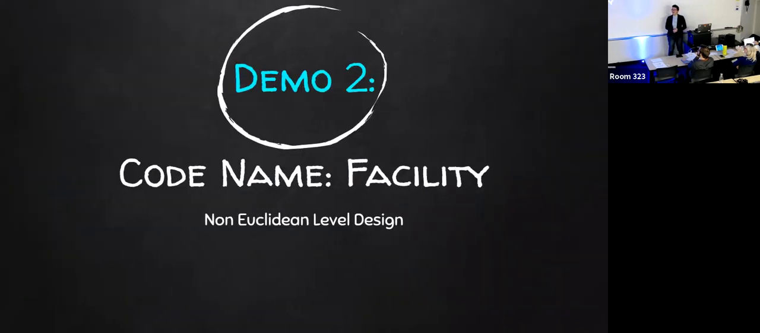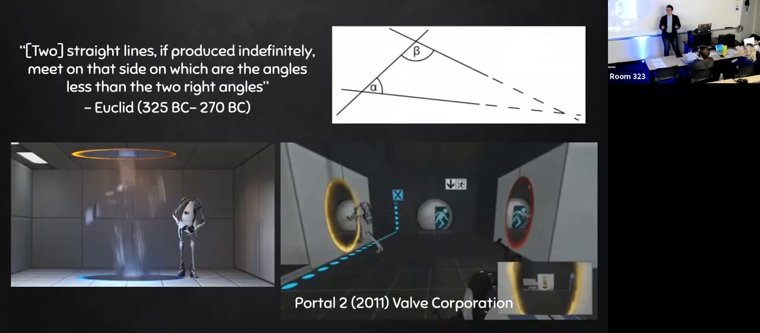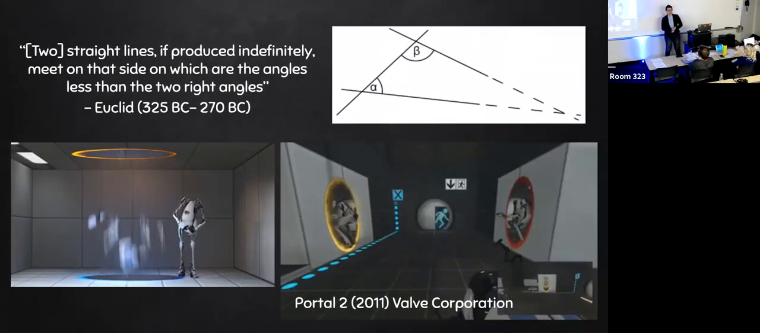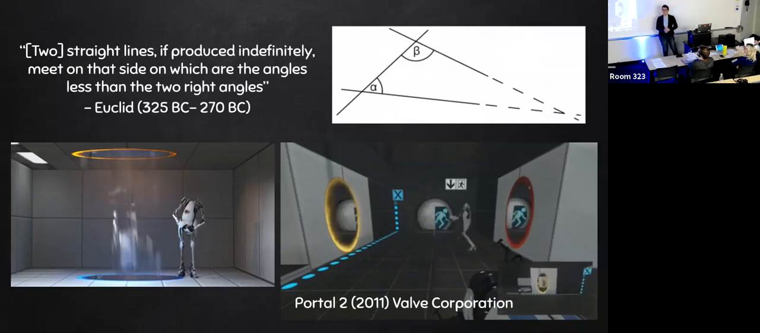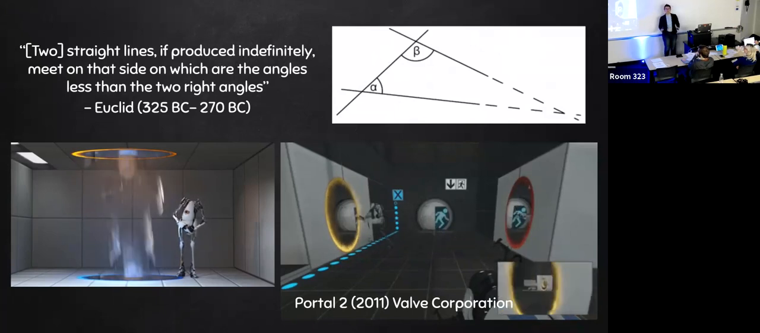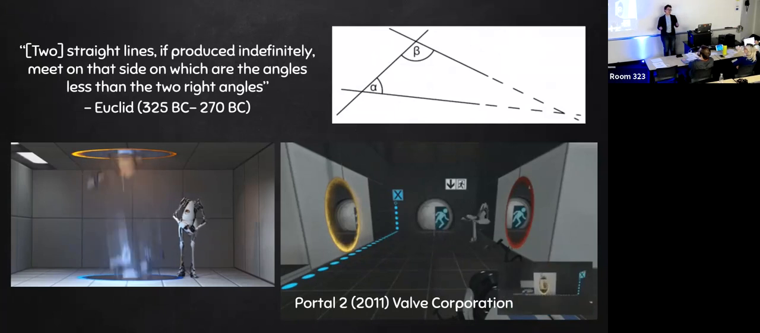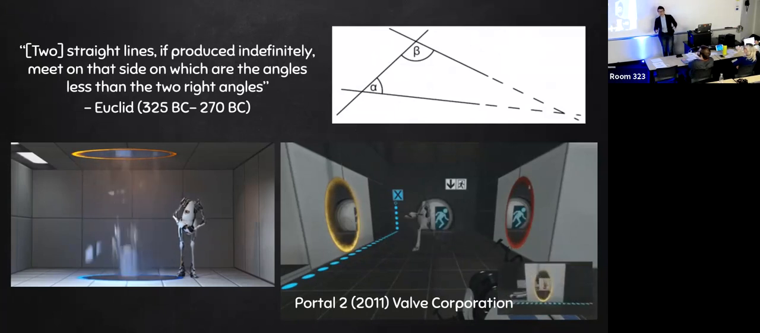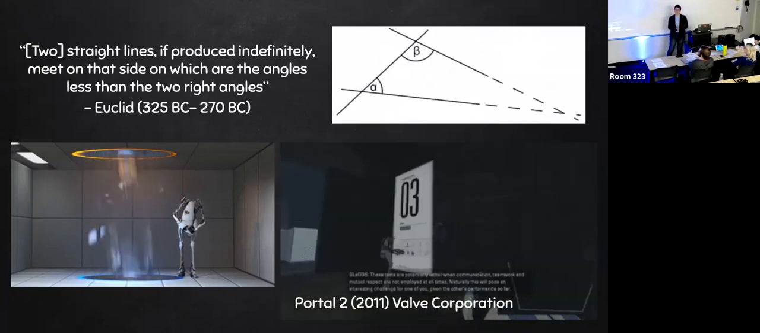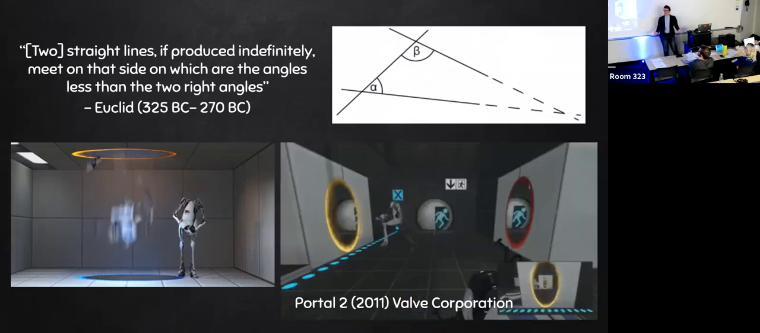So now that we have an entity, we have to have some place to put it. So I started on my second demo, which was a facility. And I really wanted to focus on what's called non-Euclidean level design. And I think I need to explain what non-Euclidean means. So there is a philosopher and a mathematician named Euclid. And he basically, in summary, said that if two lines are not parallel, then they're going to cross at some point. If they're parallel, then they'll never cross.